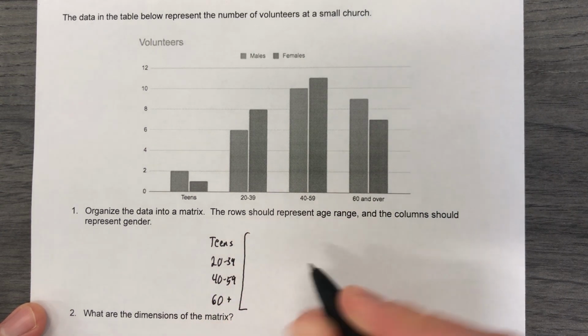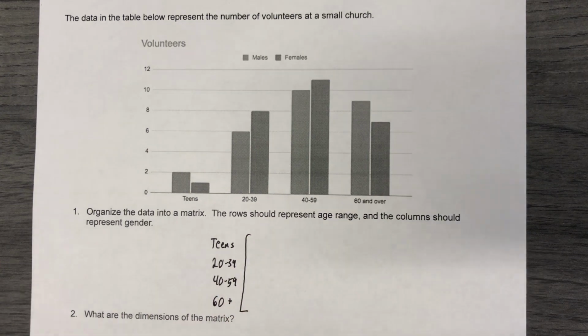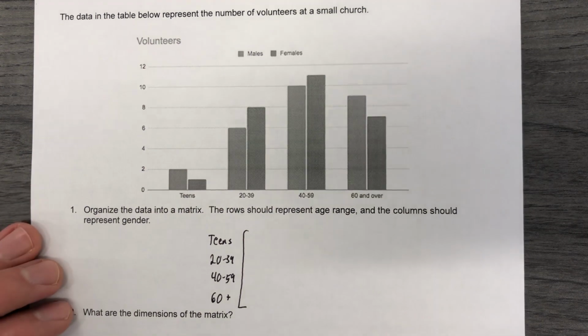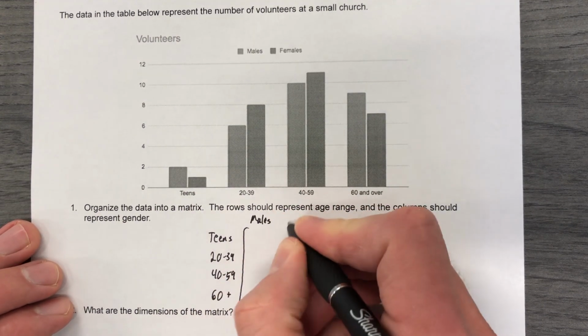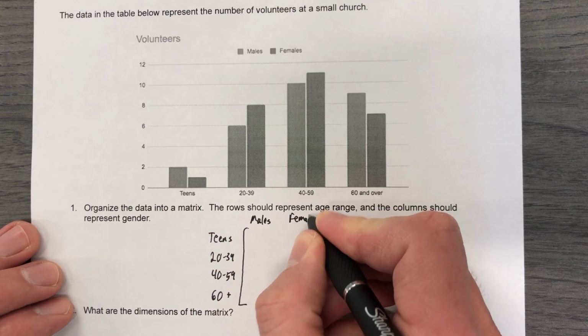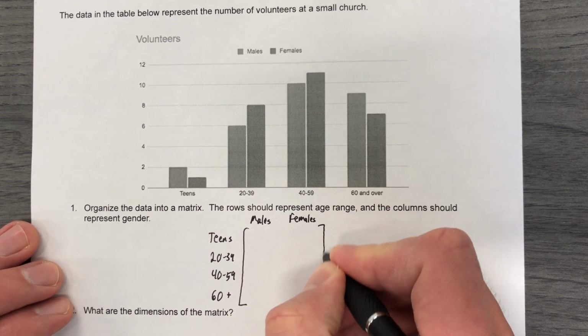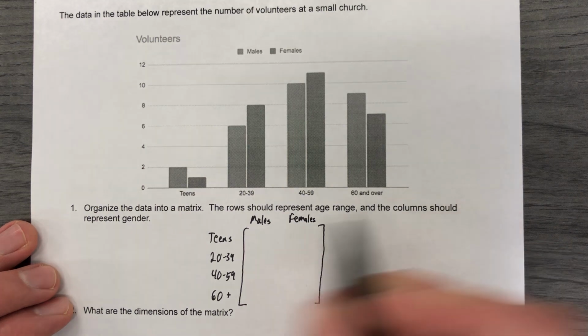All right, so there are 4 rows, and I put this great big bracket, and that's a way that we represent a matrix, which again is a way that we organize data. And we are going to have males and females here. And the columns represent the gender.